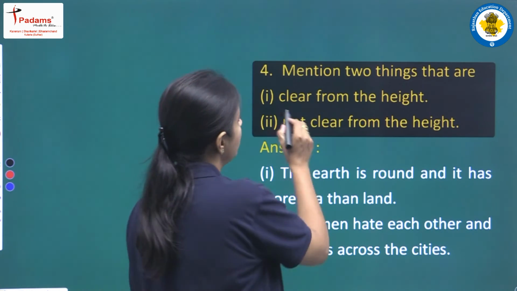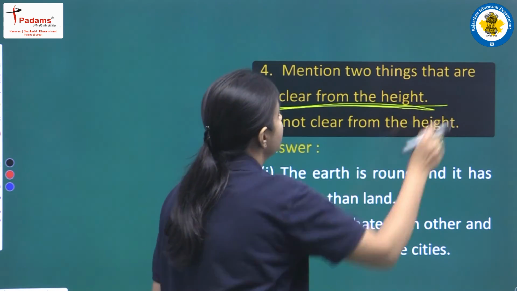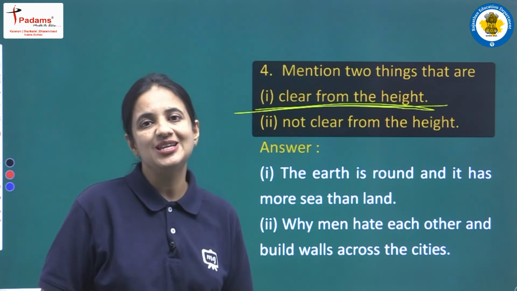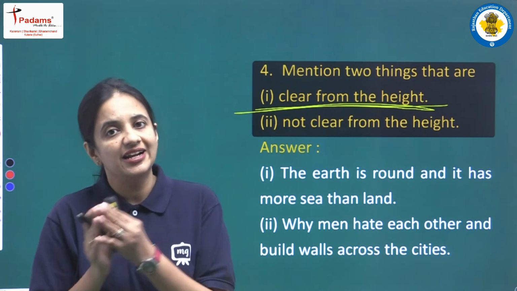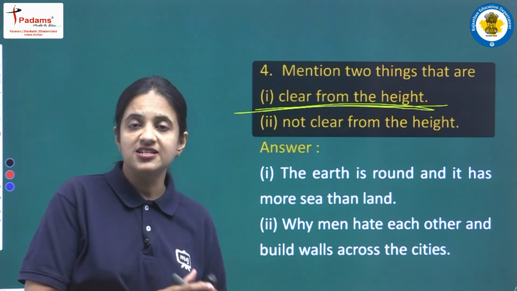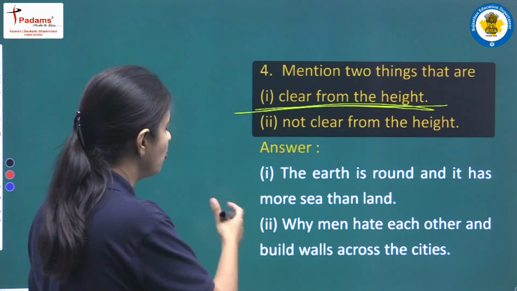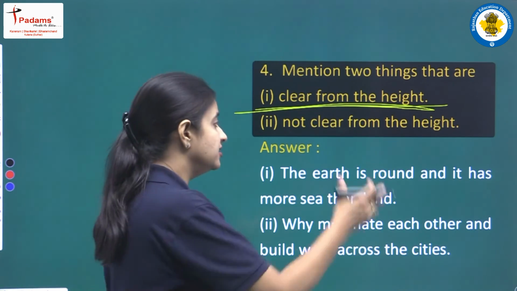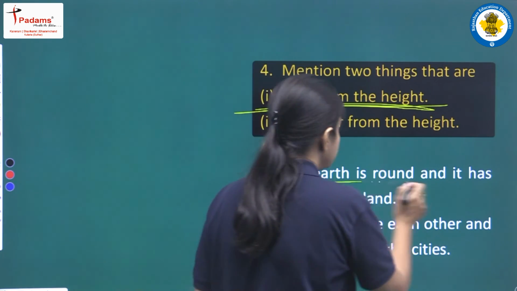Okay. Next question: mention 2 things that are first, clear from the height, and second, not clear from the height. First of all, we have to write 2 things that are clear from the height, or we can say 2 things that the poet was able to understand from the height. So let's see how we can write. We can write the earth is round and it has more sea than land.